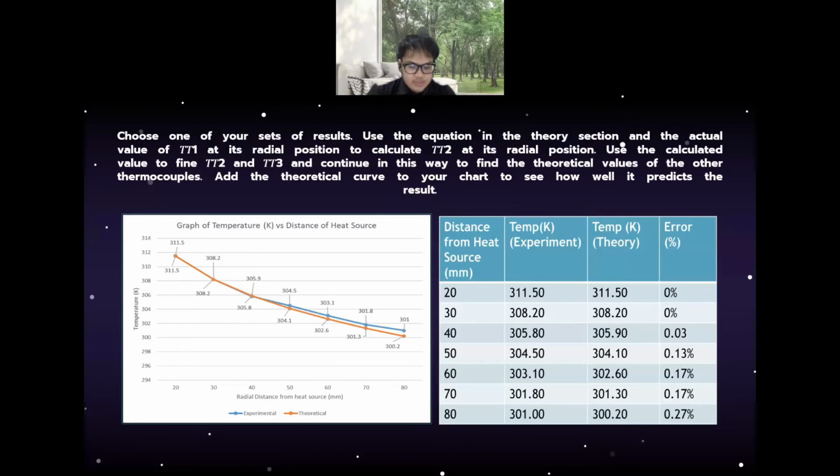For the first discussion, we have to choose a set of values. For our group, we choose 30 watt. Using the result we choose, we have to calculate the theoretical temperature from T2 to T7 using the formula given. After we calculate the theoretical temperature, we have to add the theoretical value to the curve to compare our experimental data and the theoretical value.